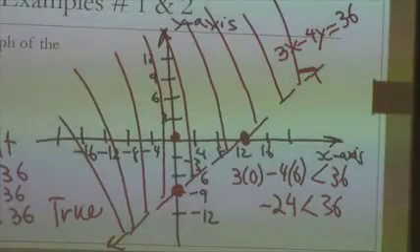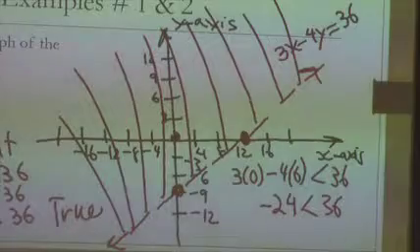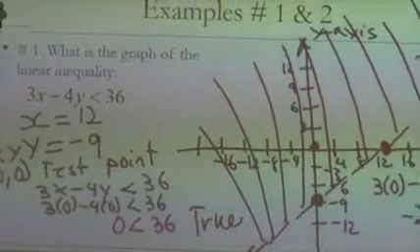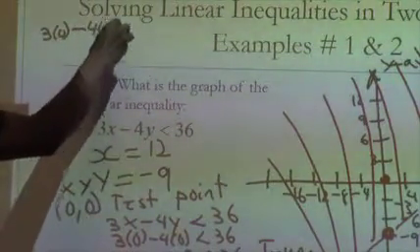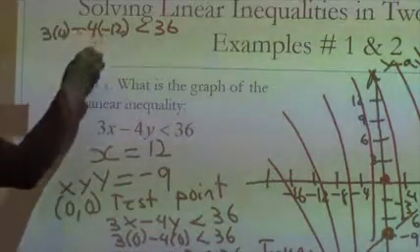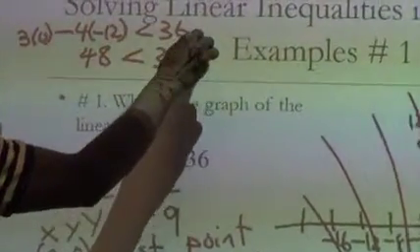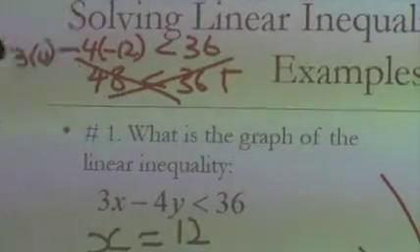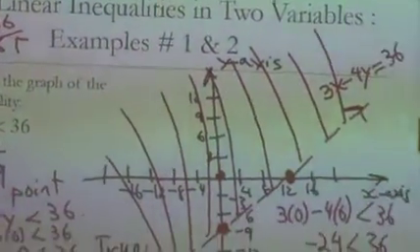Now, just to show you, if I took any other point down here, say for example 0, negative 12, and plug it in, I have 3 times 0 minus 4 times negative 12, and I want to see whether it's less than 36. 3 times 0 is 0, negative times negative is positive, so 48 less than 36. Is that true? False. So this would not be a solution. Any point in this region down here would not be a solution, whereas any point taken from above the line would be a solution.